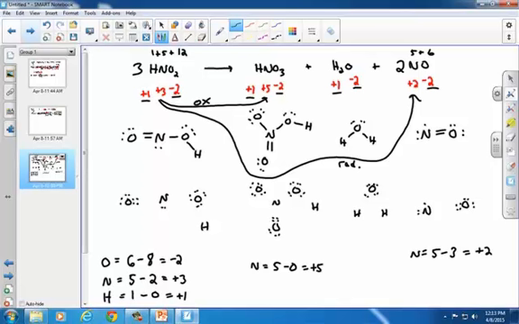In fact, oops, that didn't work. Try that again. Two of the nitrogens are being reduced, and one of the nitrogens of the three that I'm starting with is being oxidized. Questions about that?